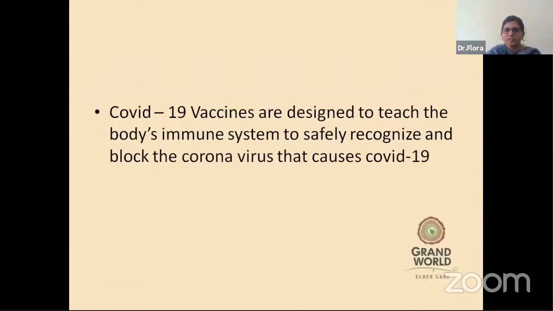The COVID-19 vaccines are designed to teach the body's immune system to safely recognize and block the coronavirus that causes COVID-19. These vaccines mimic infection. So when we are vaccinated, our immune system thinks that we are being infected. So it develops an immune response and memory immune system. So the next time when we interact with such infection, our body will mount the immune response immediately and will be able to overcome the infection.